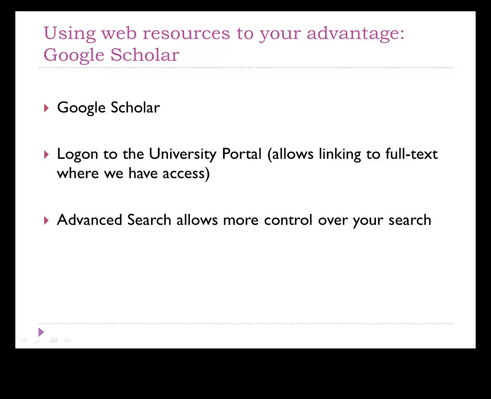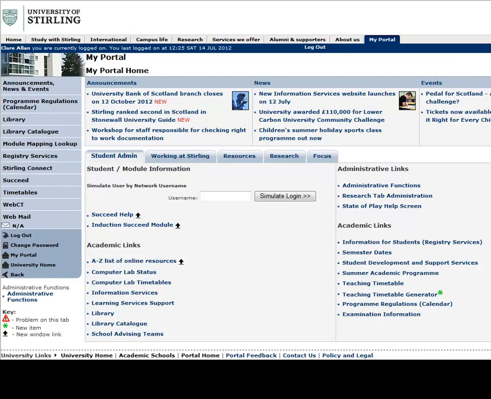So first, using web resources to your advantage, we'll look at Google Scholar. Start by logging on to the University portal, as this allows linking to full text where Stirling University Library has access. We'll focus on the advanced search options, as these allow more control over your search. You're probably already familiar with using Google for your searching, but I'm going to go one step further and look at Google Scholar and using the advanced search options. This is useful for when you're looking for information for your academic work.